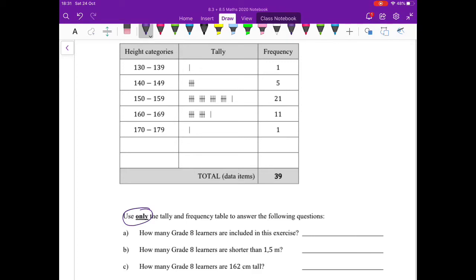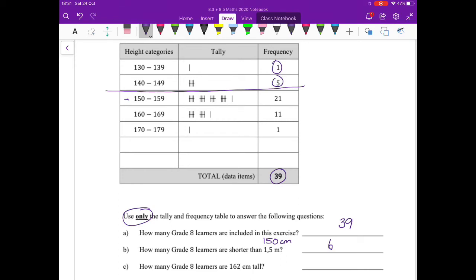The first question says, how many grade 8 learners are included in this exercise? Well, that would be your total, so that would be 39. How many grade 8 learners are shorter than 1,5 meters? So in other words, 150, so 1,5 is 150 centimeters. So I look, here is my 150. So how many are shorter than that? Well, there's 5 plus 1 will give me 6.